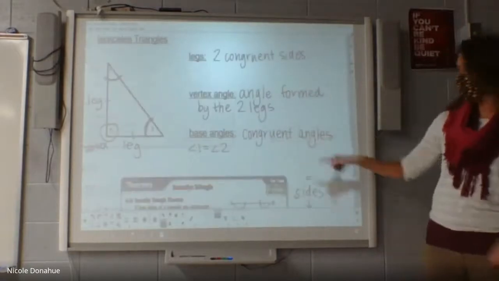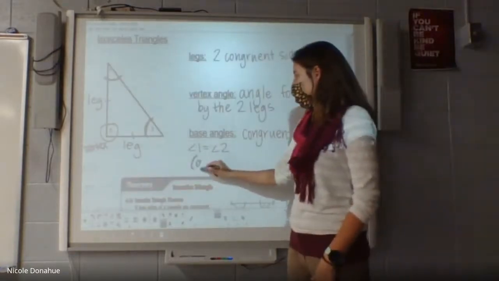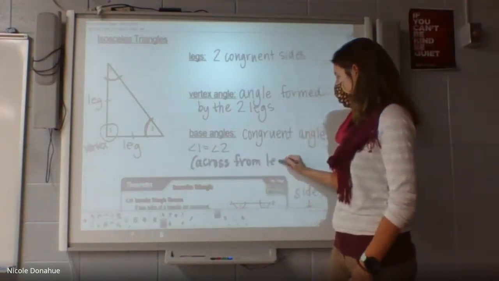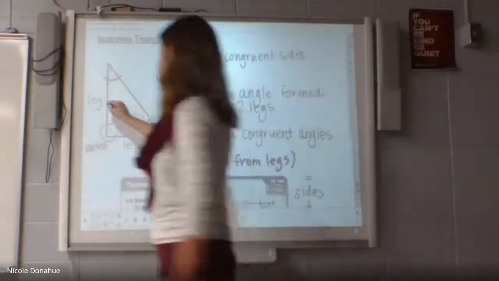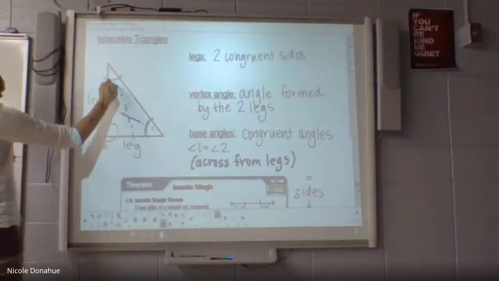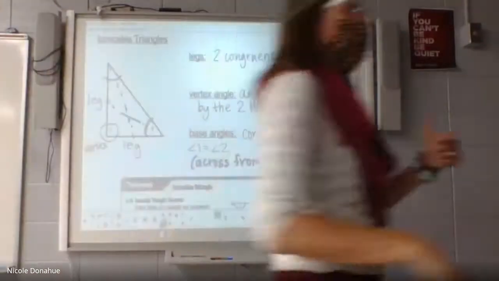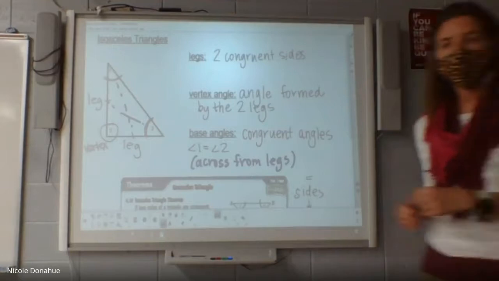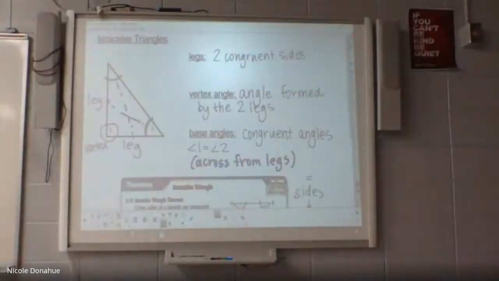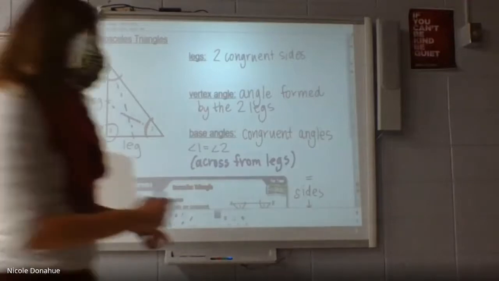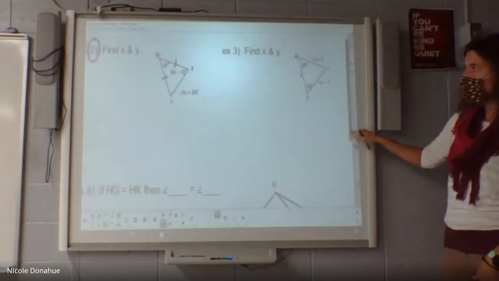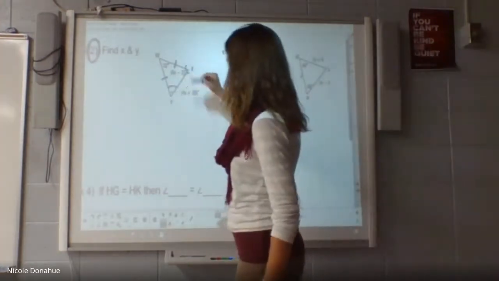So the two congruent angles, maybe write this right by the base angles, are across from the legs. If I go from the leg across the triangle, it's going to run into that base angle. If you can't figure out where the equal angles are, they're going to be across from those legs. So if you need to, write that in your notes so you know where those are. All right, so that's how we know X and Y are the equal angles. So here and here are the equal angles.